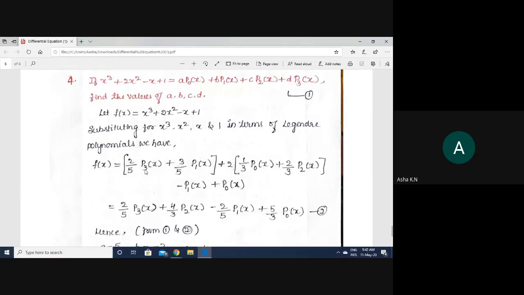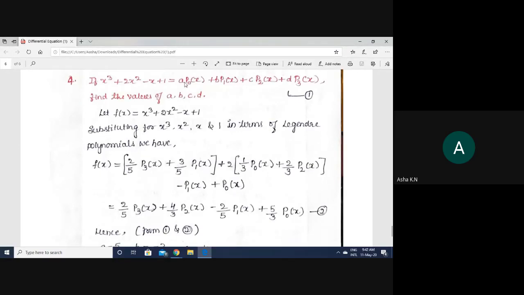So 2 by 5 into p3 of x. Then the p2 of x term here, 2 into 2 by 3 which is 4 by 3 p2 of x. 3 by 5 p1 of x minus p1 of x, together it is minus 2 by 5 p1 of x. And then 2 by 3 p naught of x plus p naught of x, together 5 by 3 p naught of x. So now if you compare this equation 2 with equation 1, you can say what the values are.